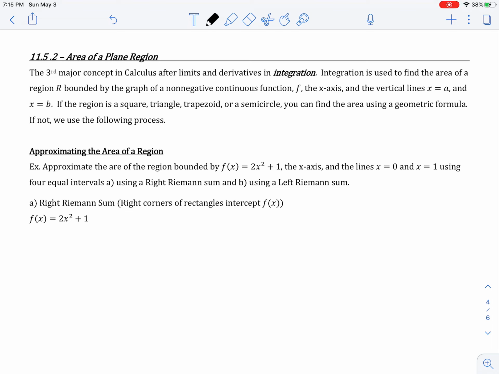So now that we've discussed the limits of summations, we're actually now equipped with the tools we need to solve another basic problem of calculus, which is the area problem. And integration is what is used to find the area of some region that is bound by a graph.